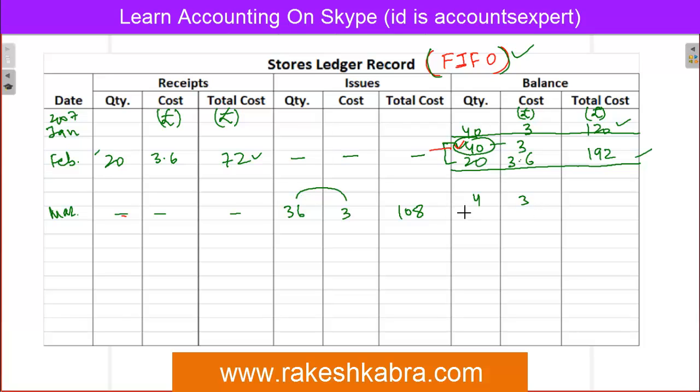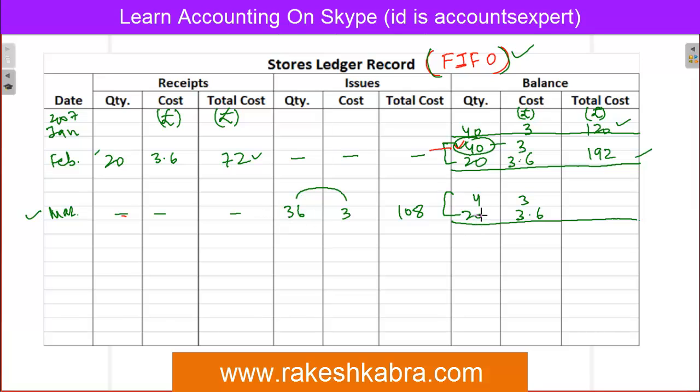From this lot only 4 units are left, and these 20 units are still with us as they are, and the rate is 3.6. Got it? And now what is the value? If I ask you what is the total unit remaining after issuing at the end of the month of March, what is the status of the store? In the store 24 units are there. After issuing 36 units, 24 units are there.